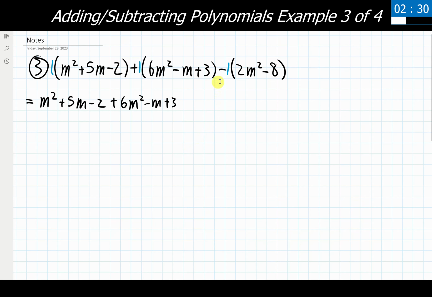It's the last one that has a negative invisible 1 that's hiding out there, and that's going to need to distribute through to everything inside and change all of the signs inside of this last polynomial. So I'm going to end up having negative 2m squared plus 8 at the very end here. Now that I have everything out in the open, I don't have any more parentheses. Fantastic. I can now start looking for like terms to add or subtract together.